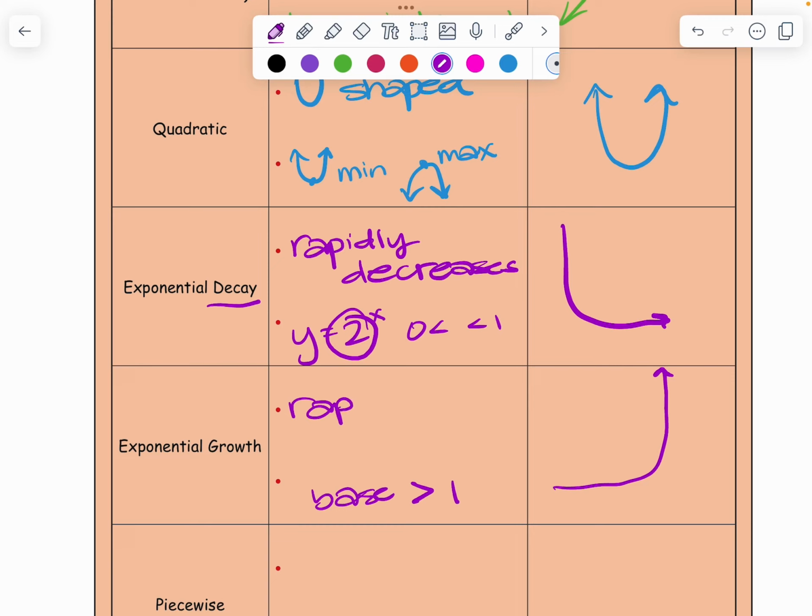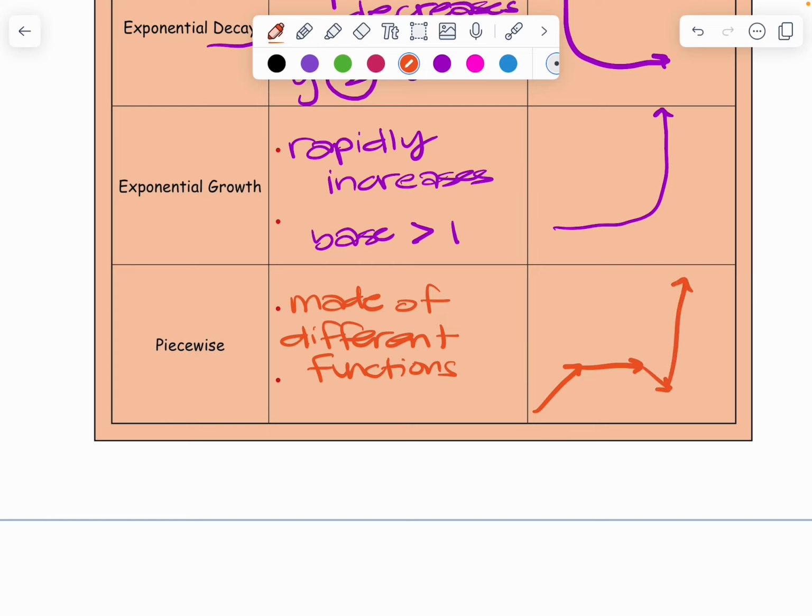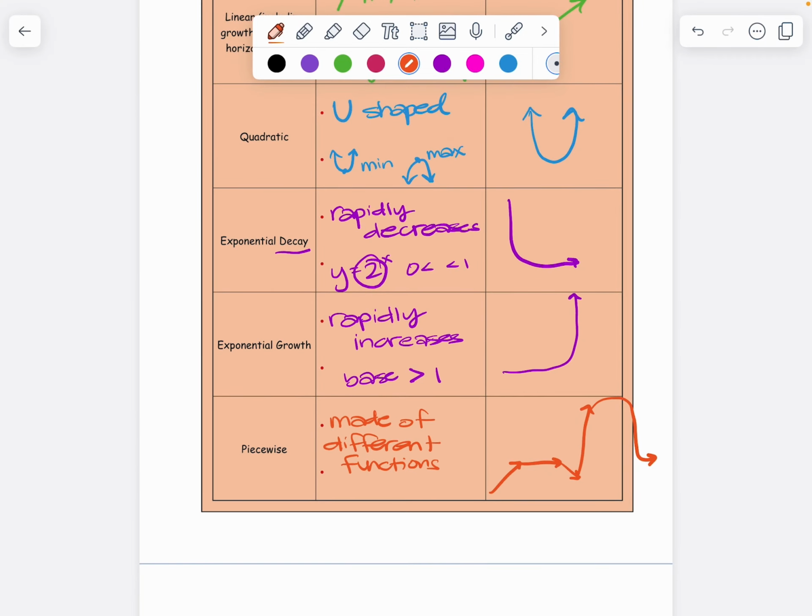And this one rapidly increases. And it's also not the same rate of change. It's not like a constant slope. So something to think about there. And then the last one, piecewise. Piecewise is made of different functions, right? Just pieced together. So it might increase, then flatten out. It could decrease, might go up. It could actually have a curve in there. So that's piecewise.